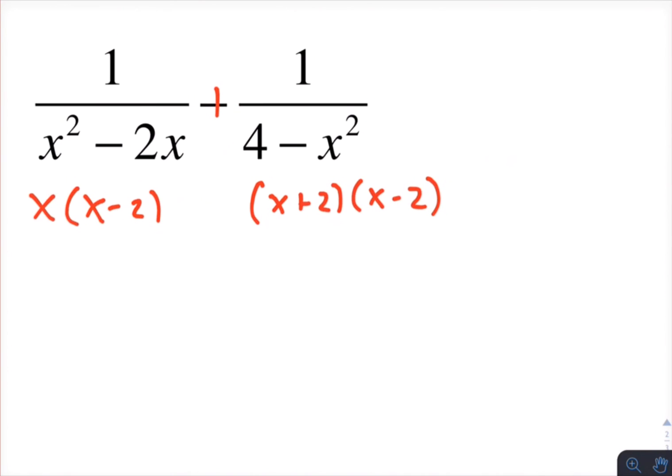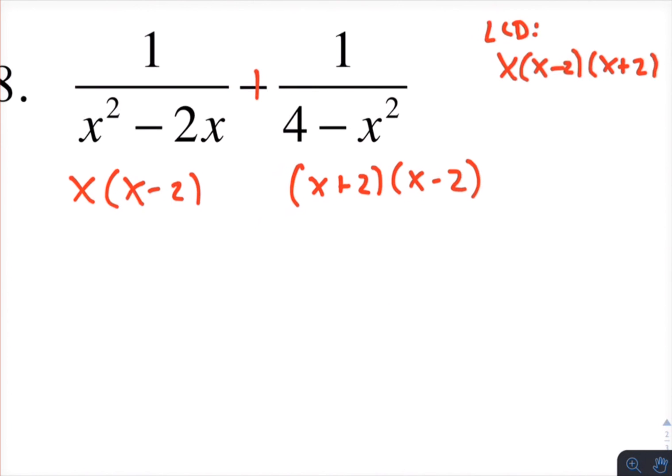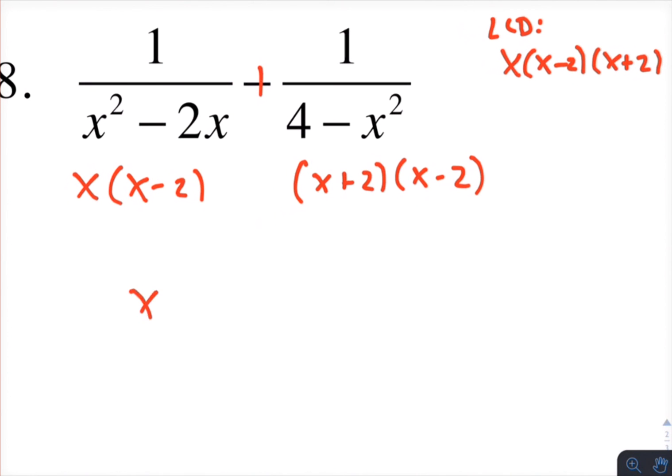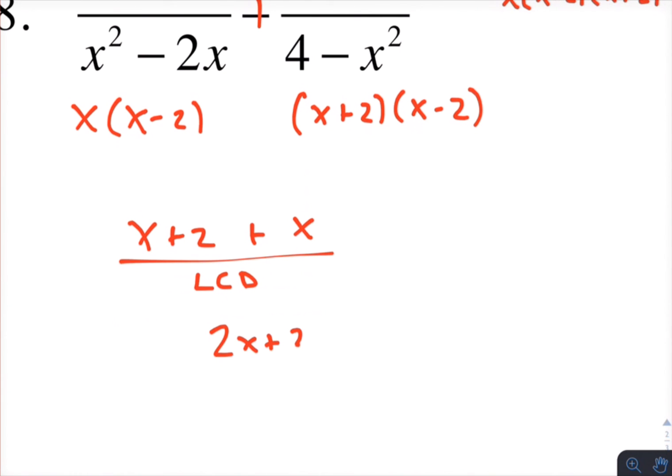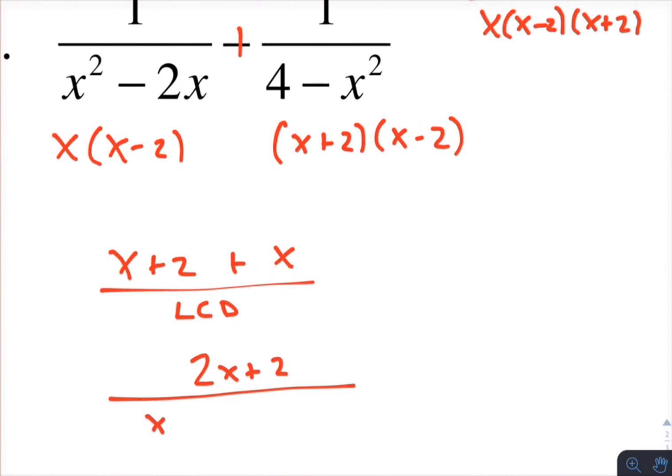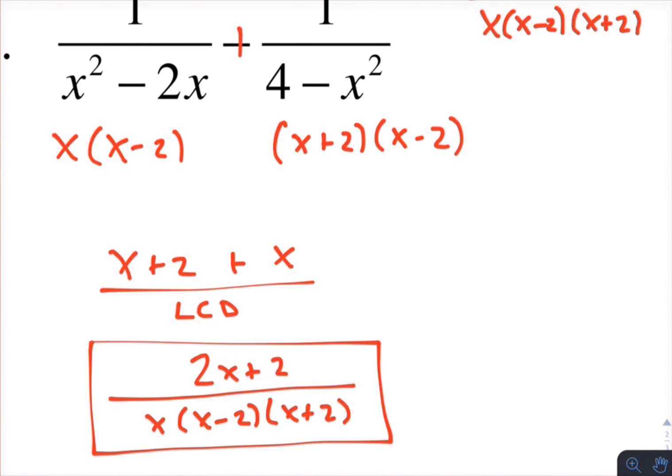So now the LCD is x minus 2, x plus 2. And so this fraction needs an x plus 2. This fraction needs an x all over LCD. So we get 2x plus 2 over x minus 2, x plus 2. Now I could factor the numerator, but since it's not going to cancel with anything in the denominator, I'm just going to leave it as is.